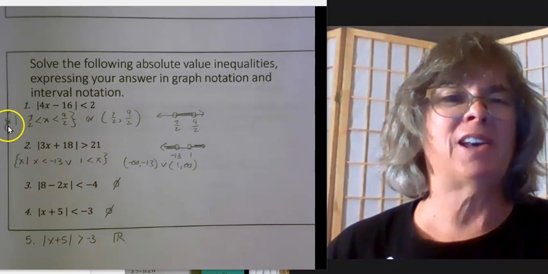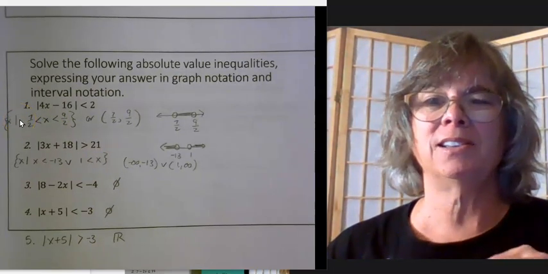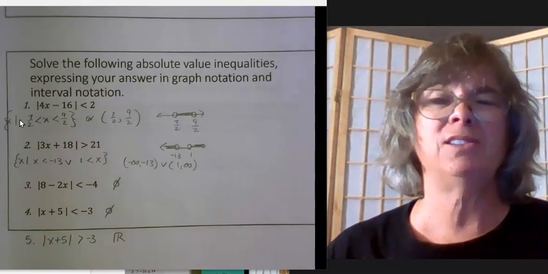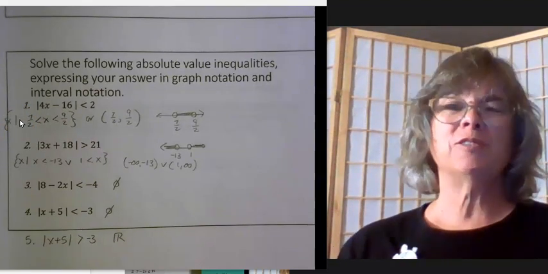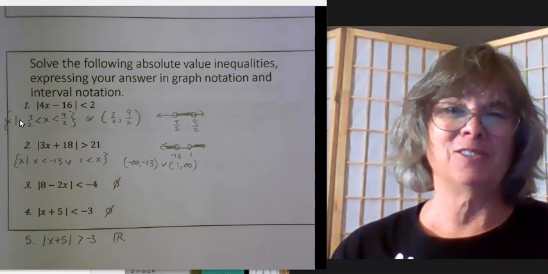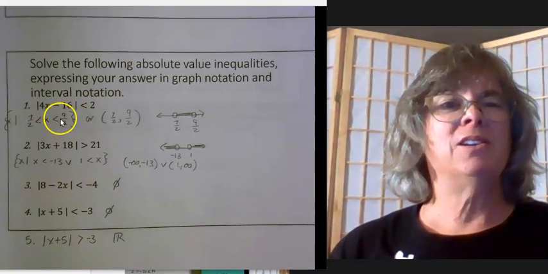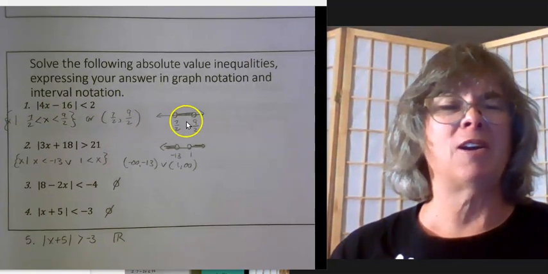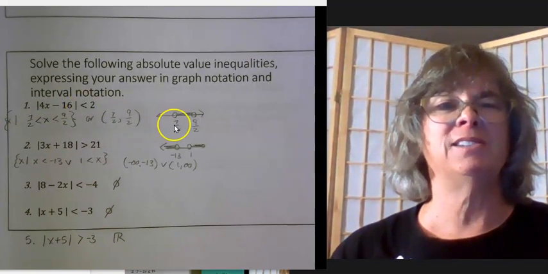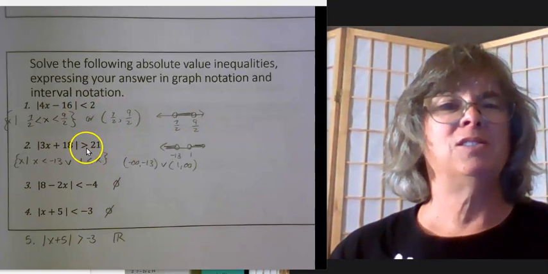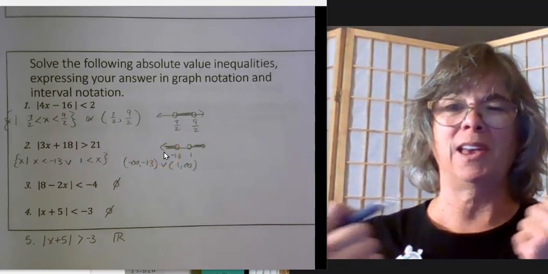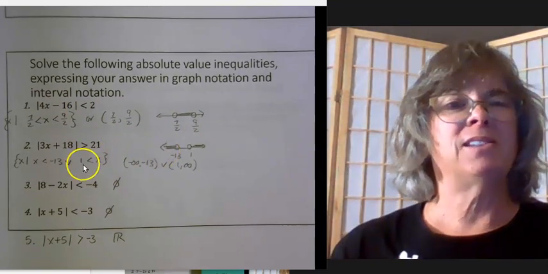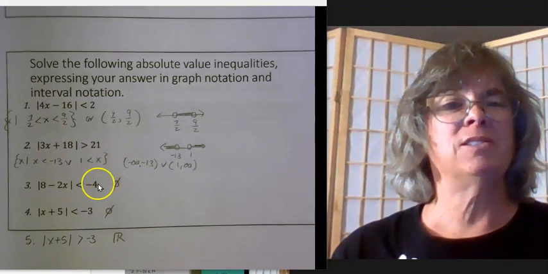If there is no set listed, like we've always said, x is a member of the set of real numbers. It's assumed to be the most perfect set, which is known as the set of real numbers. So here's your set builder notation, your interval notation, your graph notation. Notice this is a less than, so it's inside. Notice this is a greater than, so it's the wings. And this is how we represent these solutions.